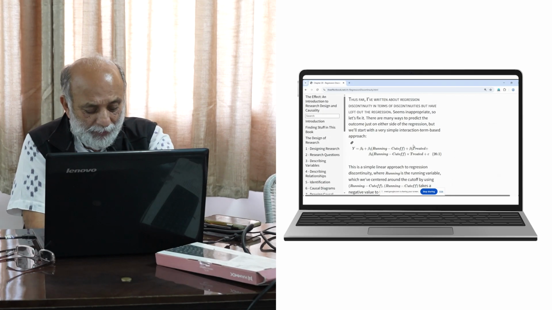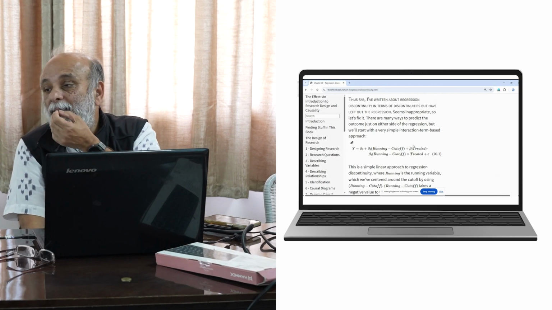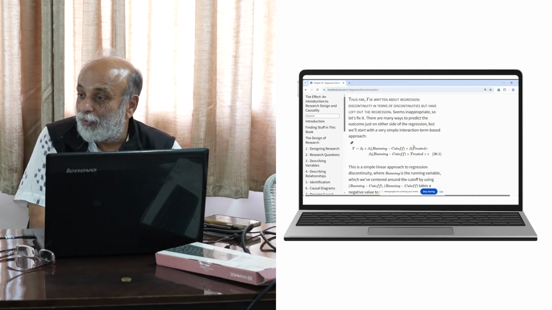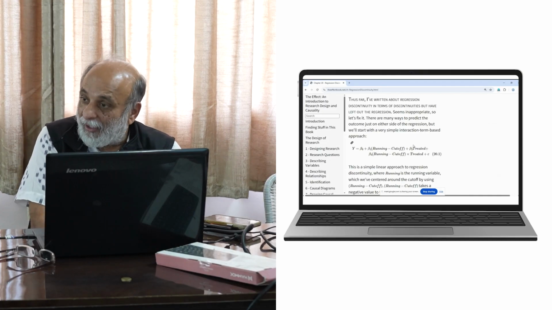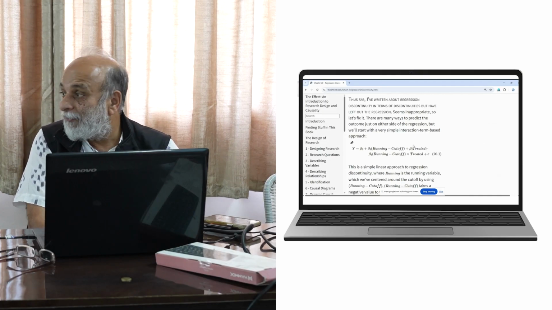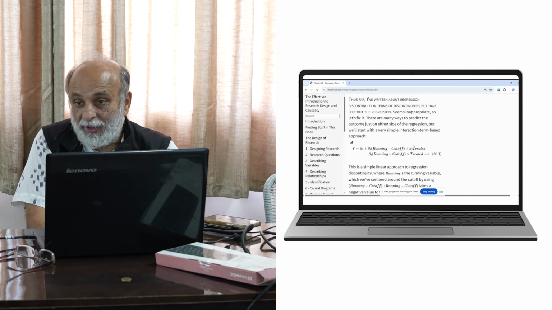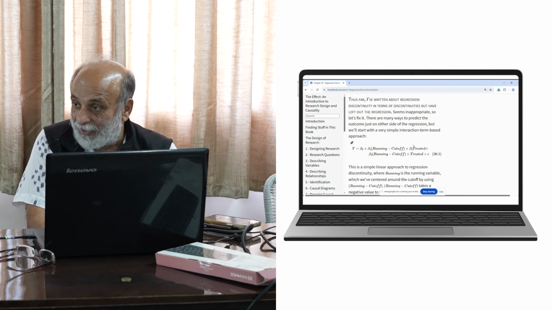I encourage you to read this chapter a little bit more carefully. This chapter and that chapter, both of them are freely available. Data are there. Run those regressions. They are very important policy evaluation tools: difference in differences and regression discontinuity designs.